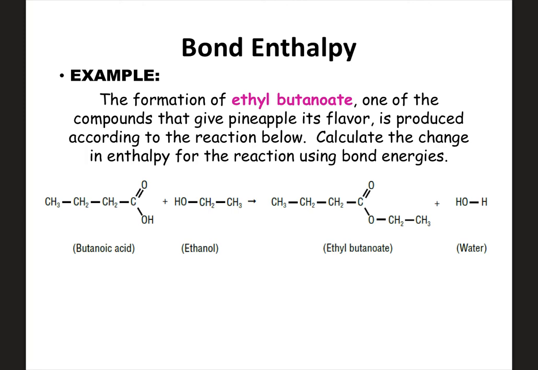You can look at both sides of the reaction and see which bonds are breaking and which bonds are forming, and you might not need to break and form everything. So in this example, it's telling you that this compound, ethyl butanoate, is produced according to this reaction. They gave you the reaction, and it looks a little bit complicated, and I can tell you, you don't need to go through and break and form everything.